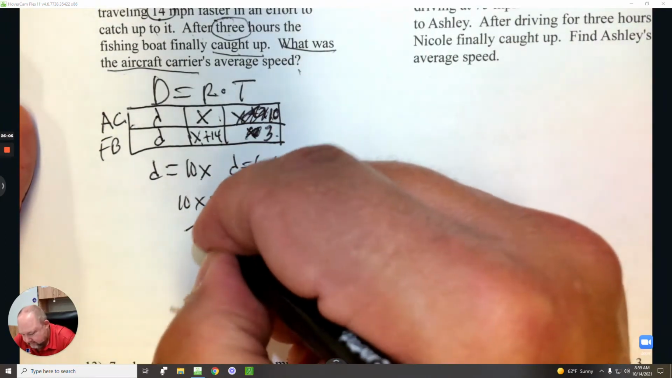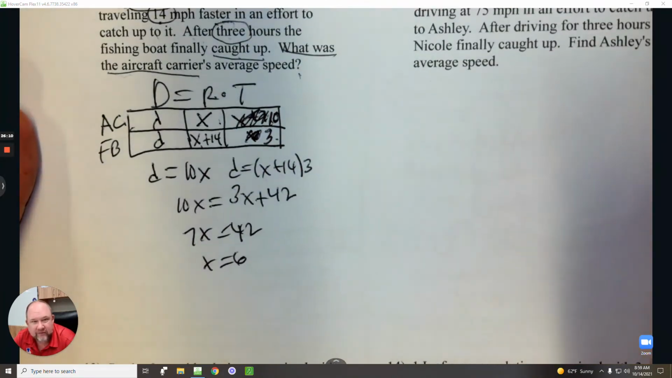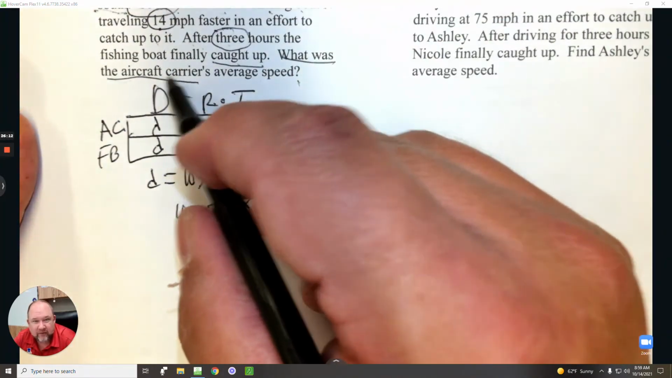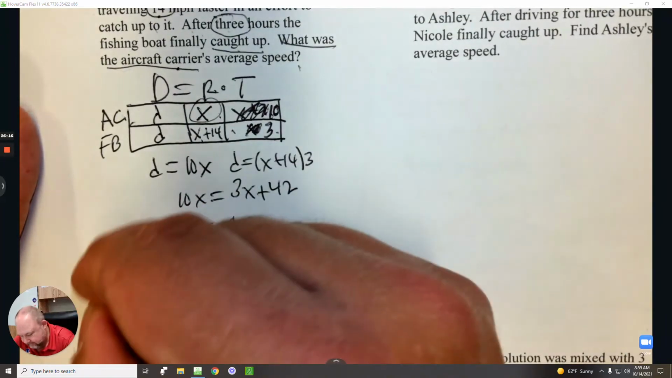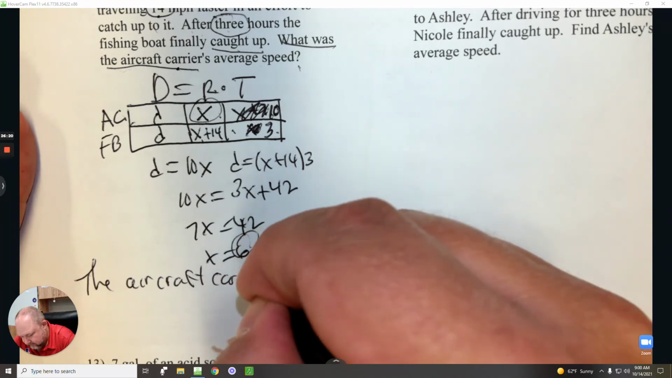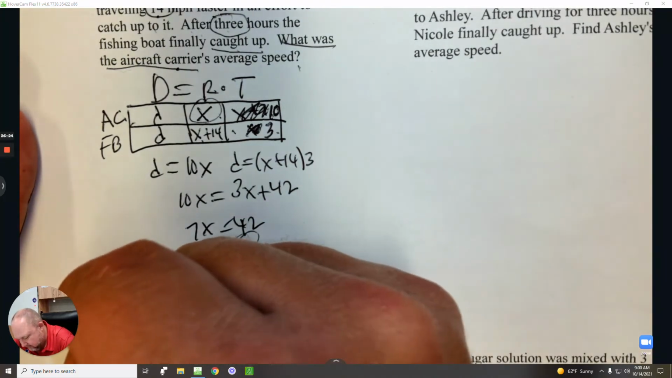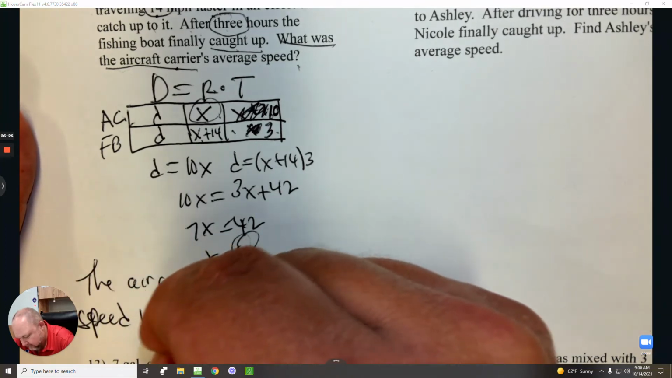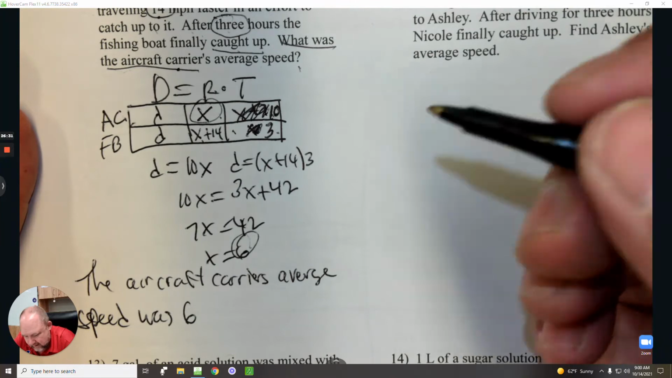Subtract 3x. Divide by 7. And you get a nice answer. So what was the aircraft carrier's average speed? We found it. It's 6 miles per hour.